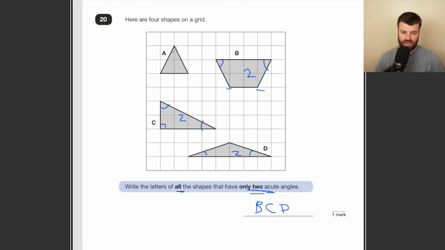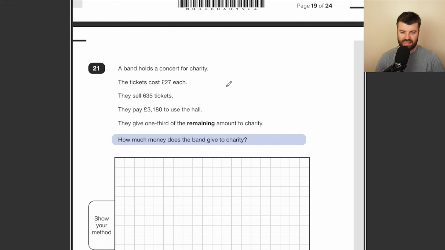Now let's look at A. This is less than 90. This is less than 90. And this, A has 3. So A is the only one that doesn't have only 2 acute angles. The rest only have 2. B, C, and D gets you the mark.